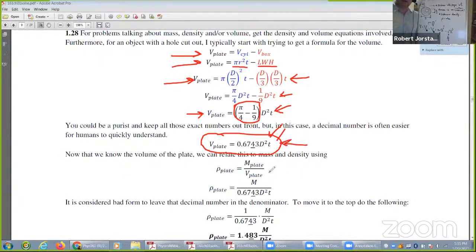Now, finishing this out, how do you get from that to the density? This was not the answer. This was just the volume. So now we know we use the mass of the plate over the volume of the plate. We plug that stuff in. This is not good enough. It is considered bad form to leave that decimal number down here. To get it out, I factor it out and then just punch it in.